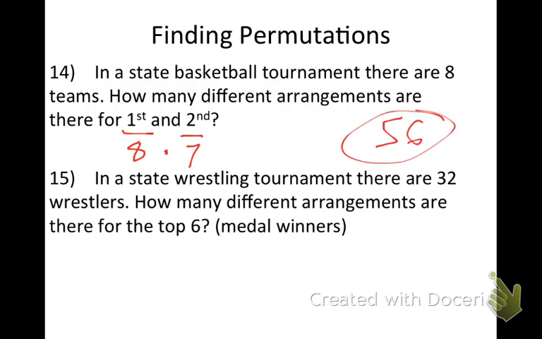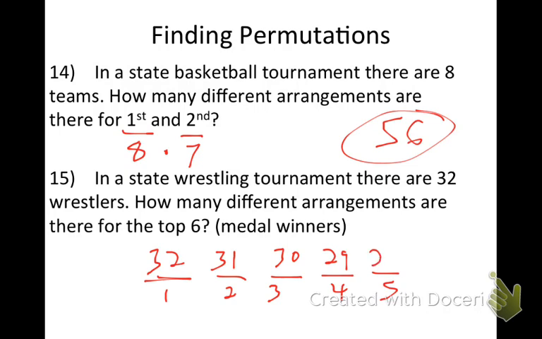What about the state wrestling tournament? Well, now there's 32 wrestlers. How many different arrangements are there for the top 6? Well, first place is out of 32. Second place, first is out of 32, second is out of then 31. Third is out of 30. Fourth is out of 29. Fifth place is out of 28. And sixth place is out of 27. When I multiply those up, how many different arrangements are there for that state wrestling tournament and the medal winners?